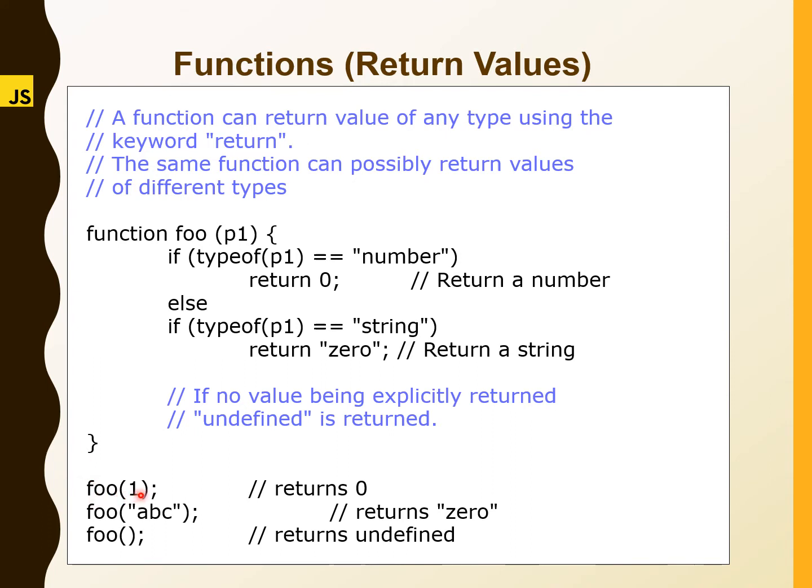foo(1). Here 1 is the parameter which is passed to the foo function, so 1 is copied to p1. So typeof p1, that is typeof 1, is number, and number is equal to number, so it will return the numerical value 0.